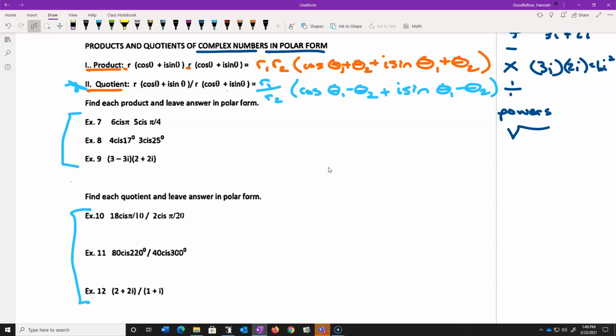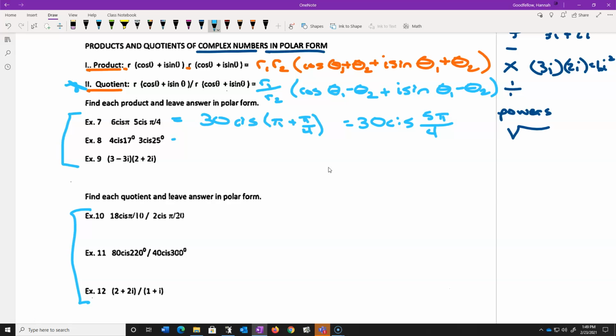6 times 5 would be 30, and then it says cis. Now, cis is just a shorthand way of writing the cosine i sine concept, and then we've got to put the theta down here on the end. Well, what I would really end up doing would be pi added to pi over 4 because it's a product, and so I'd write it as 30 cis of pi plus pi over 4, that's 5 pi over 4. And that would be your product between those two polar complexes.